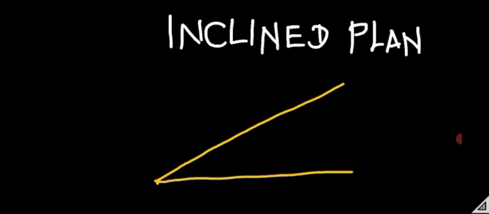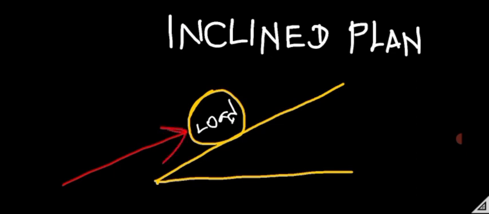Now, what is an inclined plane? What is an inclined plane in terms of a machine? When we are talking about an inclined plane in terms of a machine, we are talking about a slant height in which a load, this is the load, you can call it load, is being rolled through. A load is being rolled through. This is the force F, or the effort.